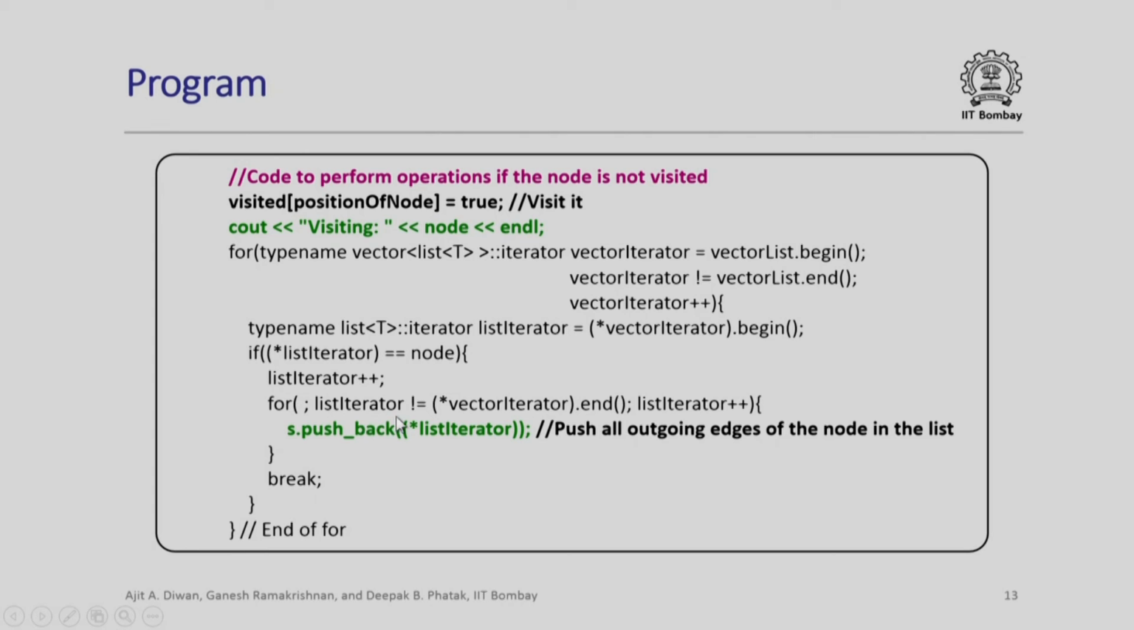What are we going to do? We are going to do pushback, because all outgoing edges of the node in the list have to be pushed back, and they are being pushed onto the stack. So this is the operation which does that pushing on the stack. This will complete the operation to find out all visits from a particular node, and this is the code that we are writing in the outer iteration that we had seen earlier.